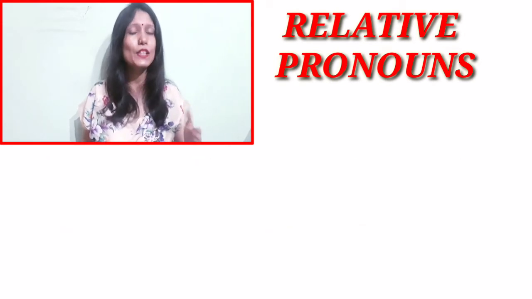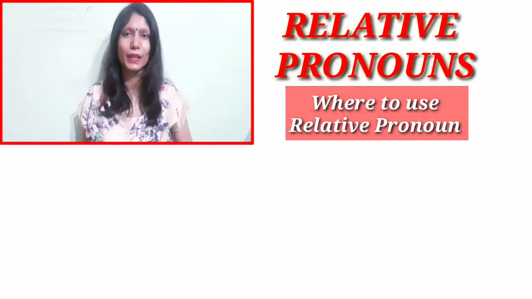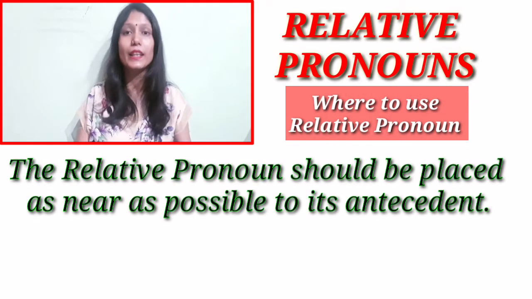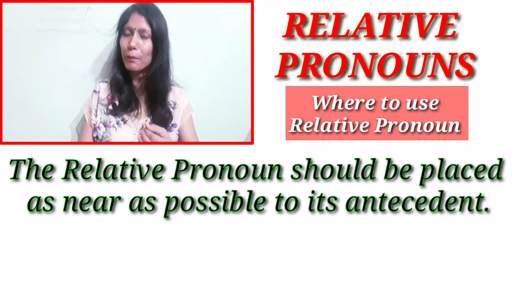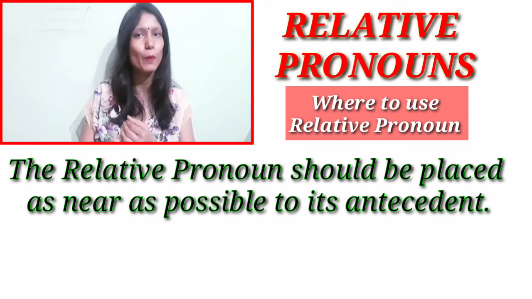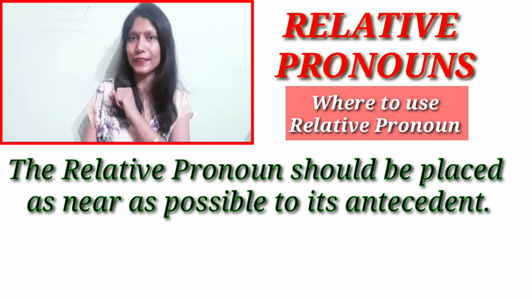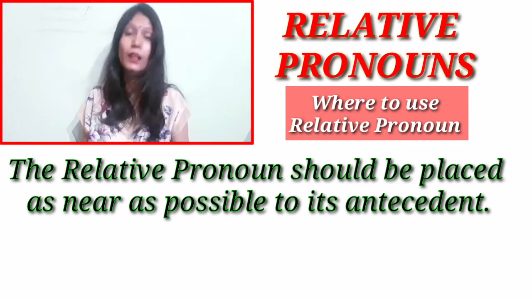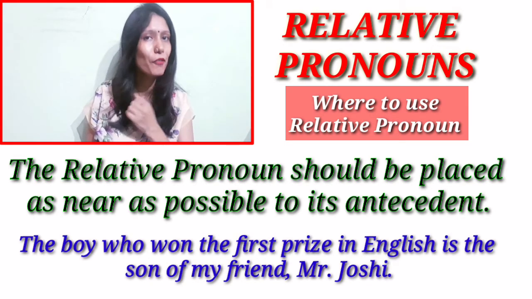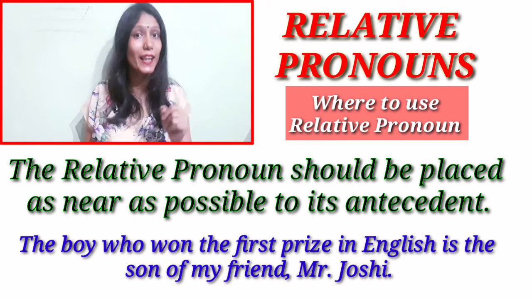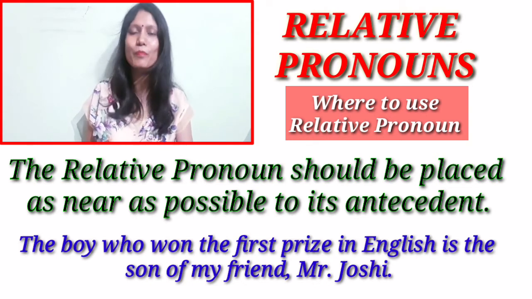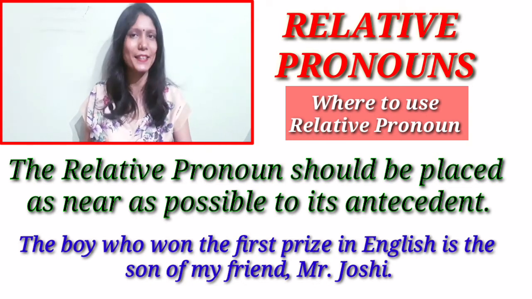Now our next question is where to use a relative pronoun. To prevent ambiguity, relative pronouns should be placed as near as possible to their antecedent. Let's see the sentence. The boy who won the first prize in English is the son of my friend Mr. Joshi. That is the correct sentence.